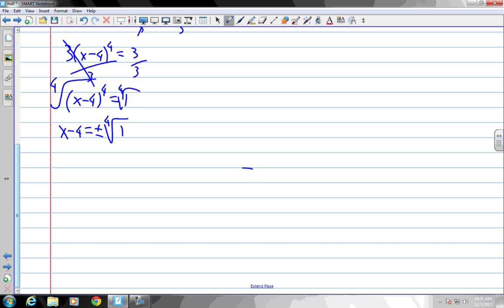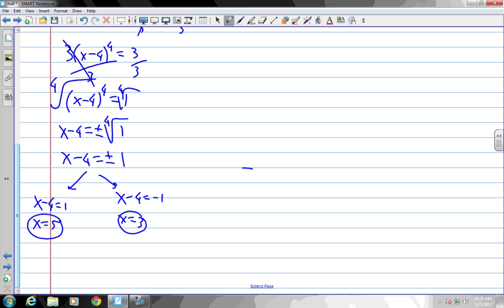And the fourth root of 1 is still 1, so it's x minus 4 equals plus or minus 1, which is two equations. x minus 4 equals 1, and x minus 4 equals negative 1. And then they're pretty trivial. x equals 5, x equals 3. How's that?